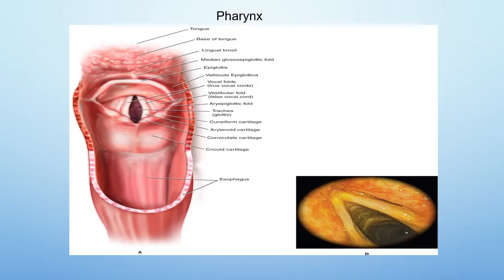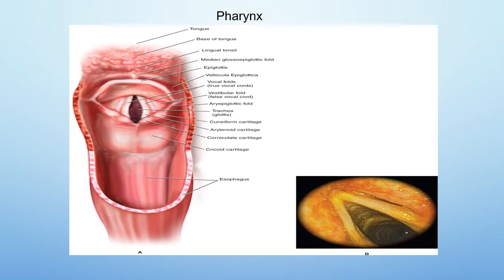Next, we're going to talk about the pharynx. The pharynx is important. Your vocal cords are in there. The trachea is in there. You can see the vallecula surrounding the vocal folds. And also, at the very top of it is the base of your tongue.